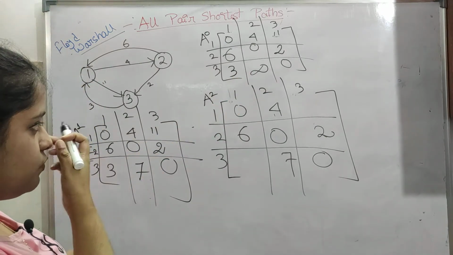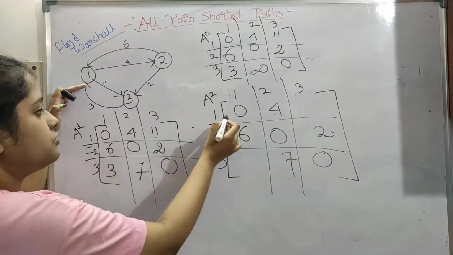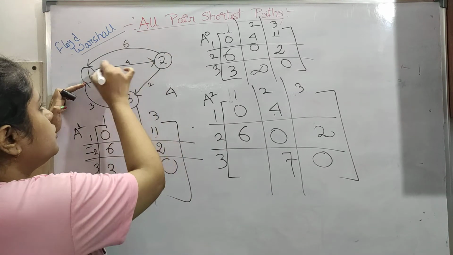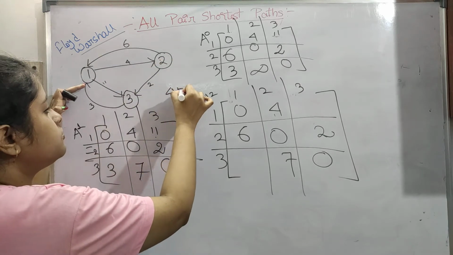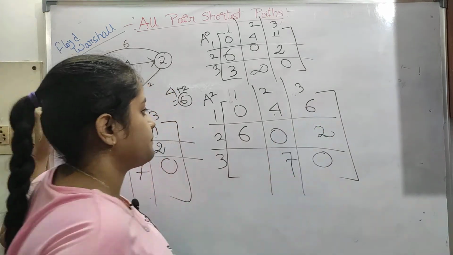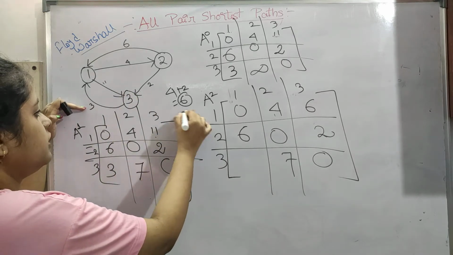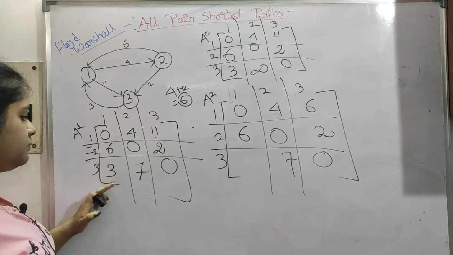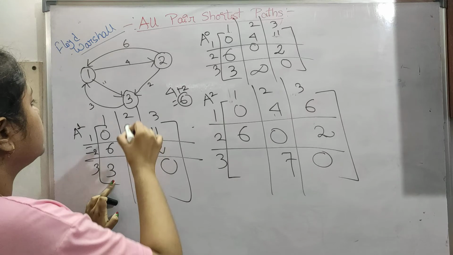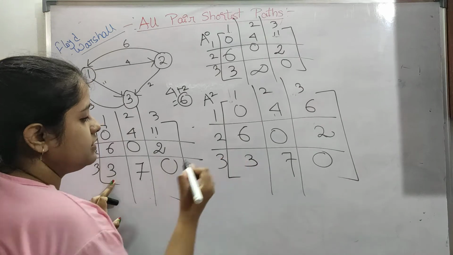So now next is 1 to 3. It was previously 11. Now if we go via 2, 1 to 2 is 4 and 2 to 3 is 2, so 4 plus 2 is 6. 6 is less than 11, so it will be 6. And now 3 to 1. 3 to 1 was 3 only; we can check it here. If we go via 2, 3 to 2, nothing is there, we cannot go, so it will remain the same, 3.